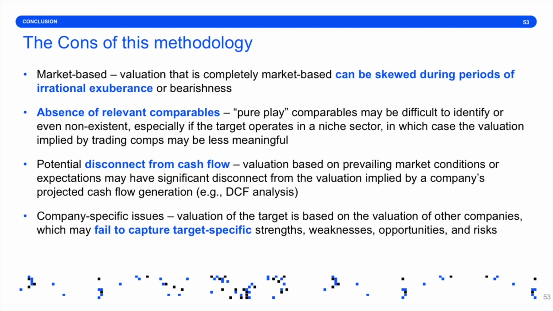What is the gigantic cons of this methodology? First of all, you may not have good comparables, but the biggest problem is, if you are in a market bubble and all your comparables are overvalued, you're going to pay too much for a company. Okay, so this is the biggest problem, that you're assuming that the valuation of the comparables is correct.